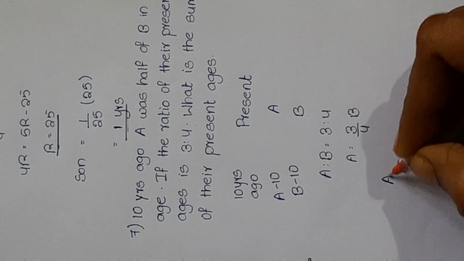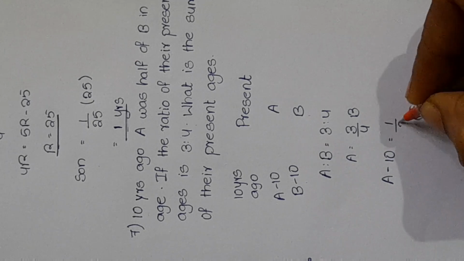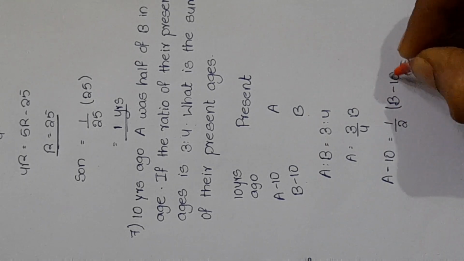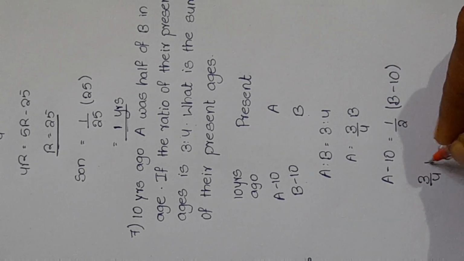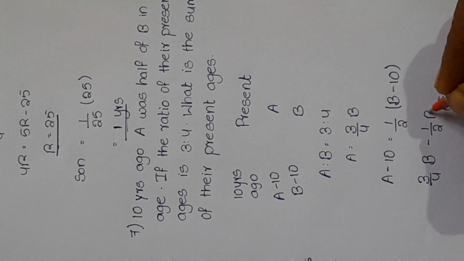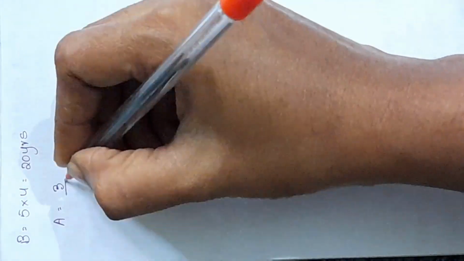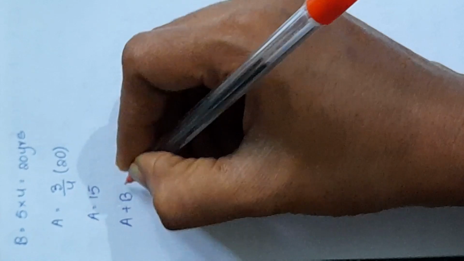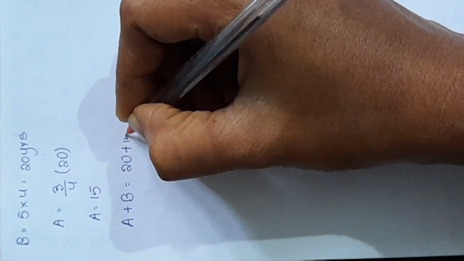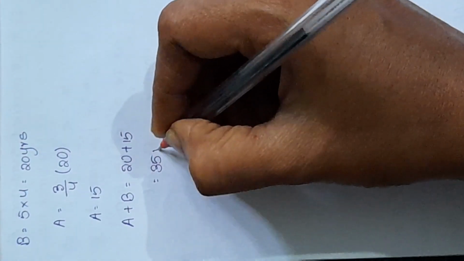From the question, A minus 10 is equal to half of B minus 10. So 3 by 4 B minus 1 by 2 B is equal to 10 minus 5. We get the value of B is 5 into 4, that is 20 years. Now age of A is 3 by 4 into 20, which is A is equal to 15 years. Sum of their present ages is A plus B, that is 20 plus 15. We get the sum as 35 years.